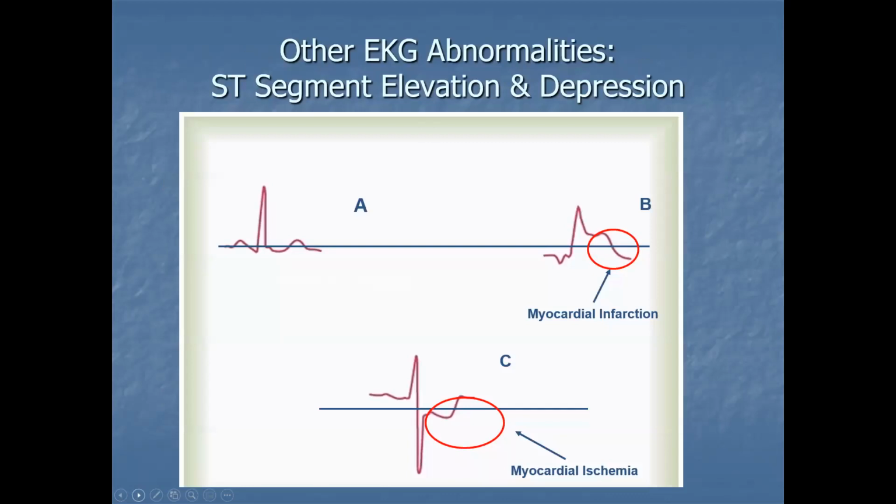Other abnormalities, I'll spend a little bit of time on this, where you look at ST segment elevation and depression. When someone actually has ST depression, you're looking at that bottom one there, C, that's myocardial ischemia. So the tissue's not dead, but basically they're not receiving enough oxygen. A would be, I would say, quote unquote, normal. B is a myocardial infarction where you have an ST elevation myocardial infarction, STEMI. That's what STEMI stands for. The bottom one there is ischemia.